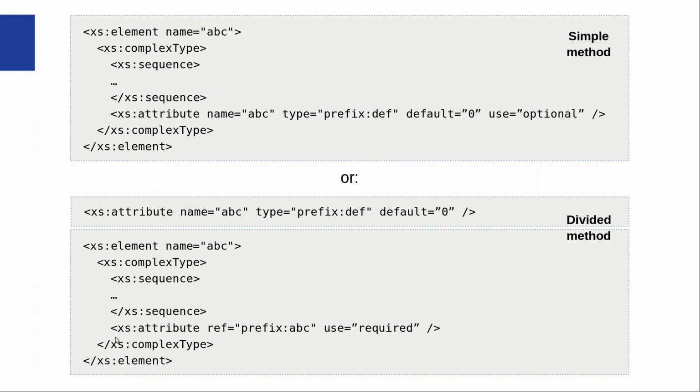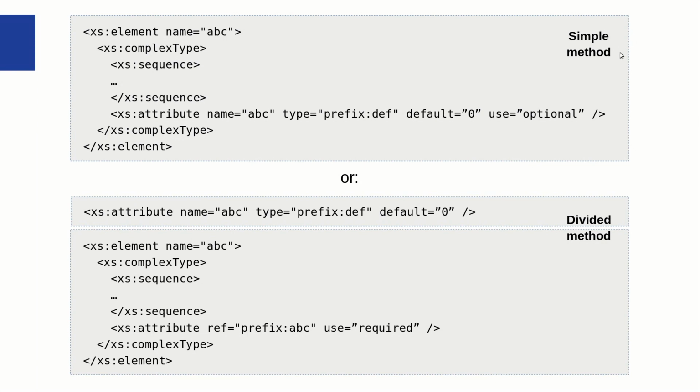But now you open the declaration of the attribute and you use the ref attribute for referring to the global attribute already declared outside this complex type or complex element. And next to the ref attribute, you can use the use attribute with required, optional, or prohibited values. So these are the two places where you can define an attribute.